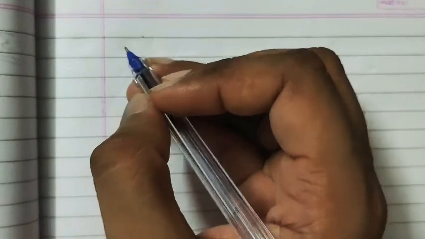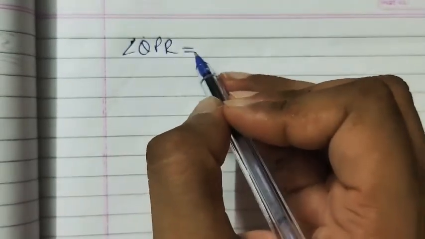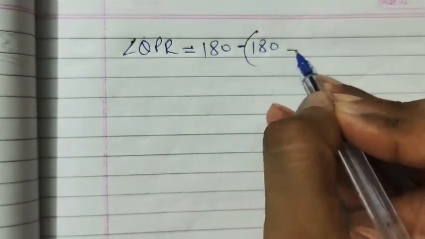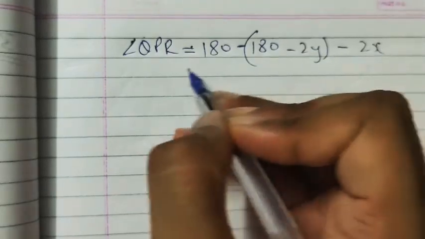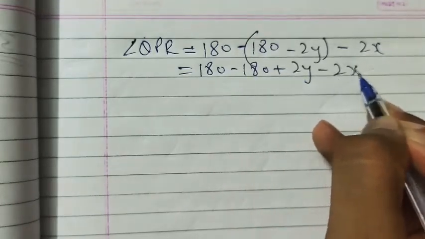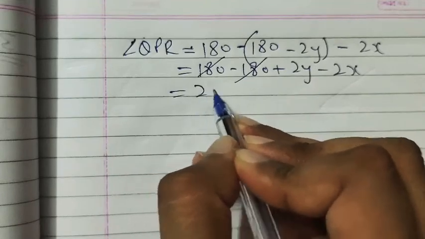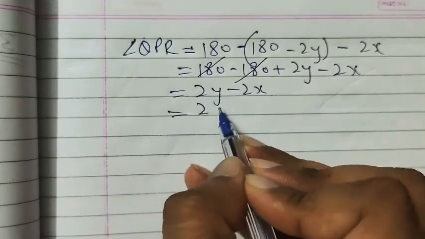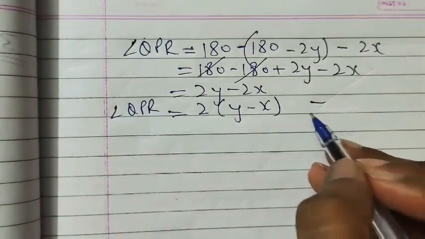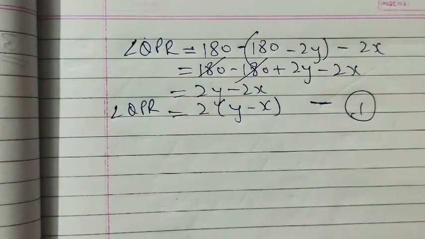So QPR, now keep the figure in your copy, just note the figure in your copy and look from there. So angle QPR is equal to 180 minus (180 minus 2y) minus 2x, right? So when we open the brackets, 180 minus 180 plus 2y minus 2x, so 180 and 180 get cancelled, so it is 2y minus 2x, or we can say twice of (y minus x), right? So angle QPR is equal to twice of (y minus x). Let it be equation first, right?